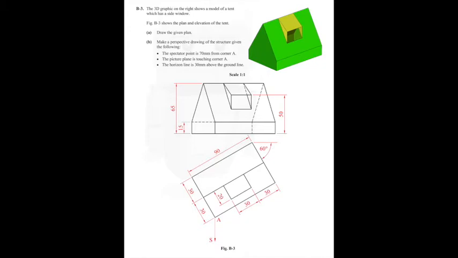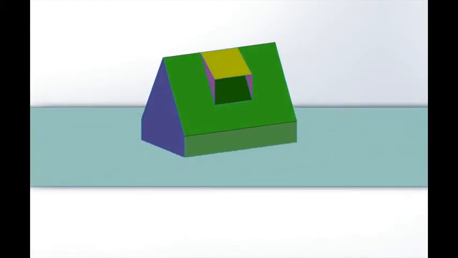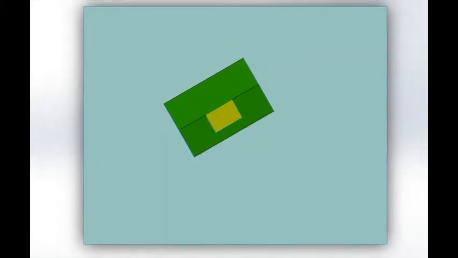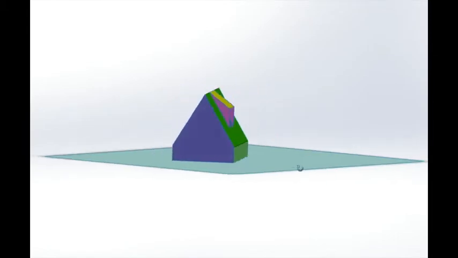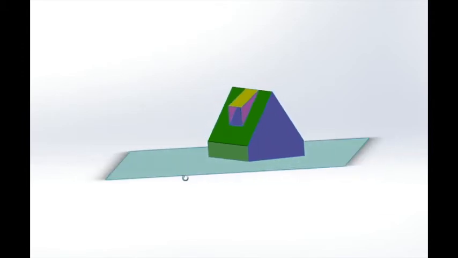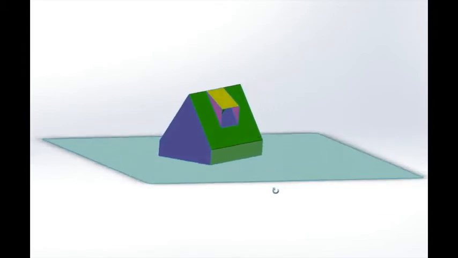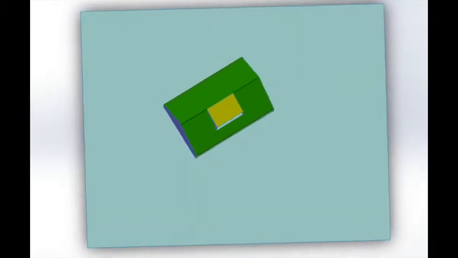Everyone, in this video we are looking at the 2010 ordinary level perspective projection question. Now it is a tent, hollow on the inside, with two sloping roof surfaces and a window which is vertically open there so you can see into the tent.